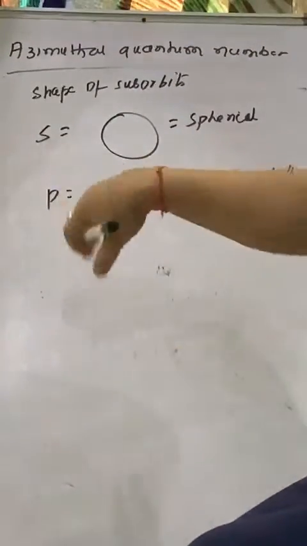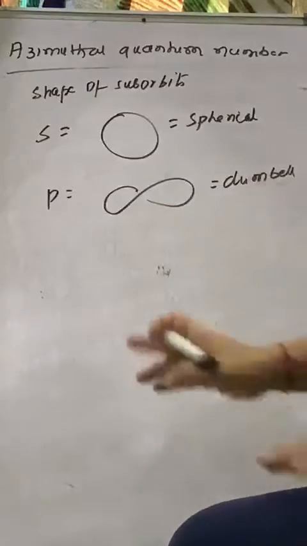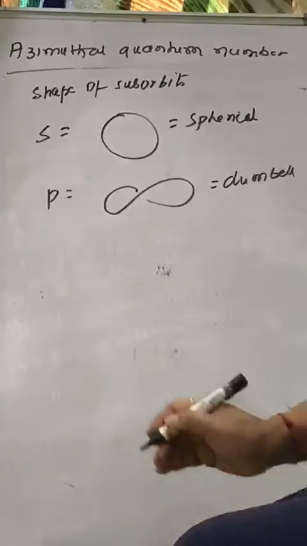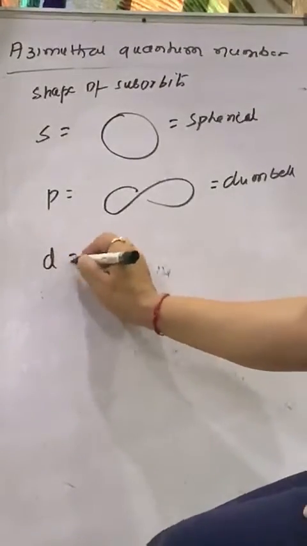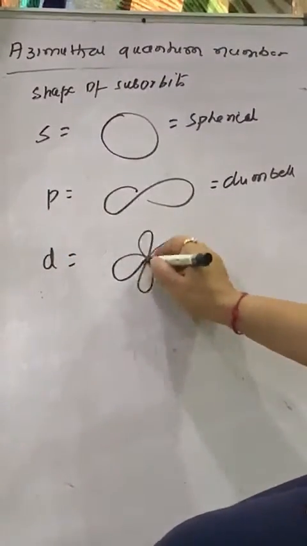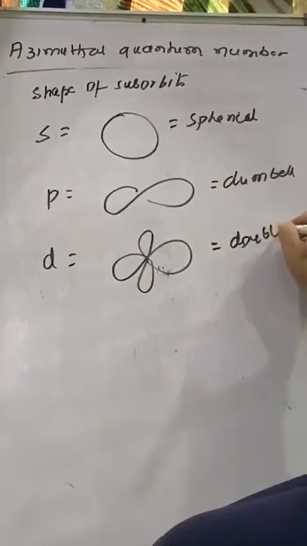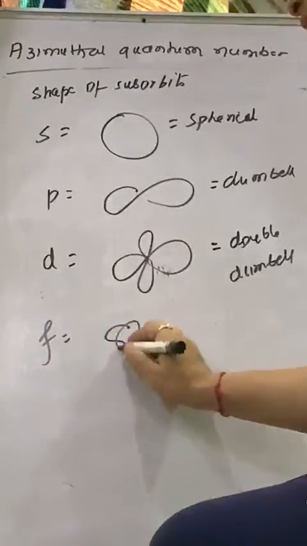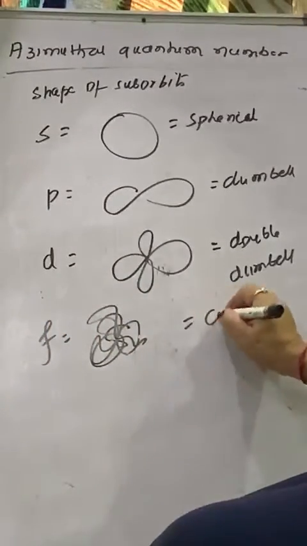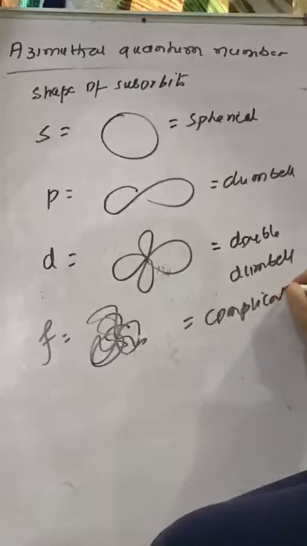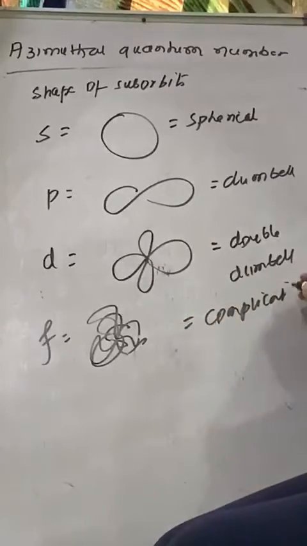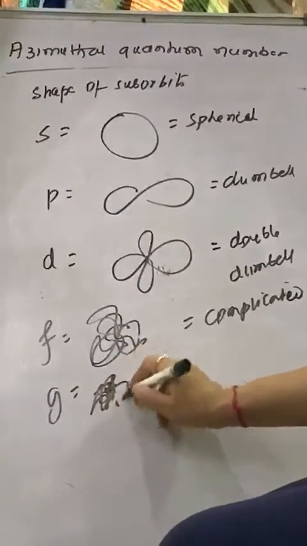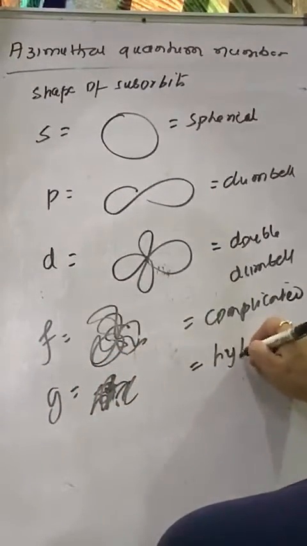If the electron is placed this way, if it is moving this way, you will understand that it is in the case of what? Dumbbell mode. That is P orbitals. Okay, P subshell. Sorry. Then D is a double dumbbell. Then F, that becomes complicated. Then G, that is called hyper complicated.